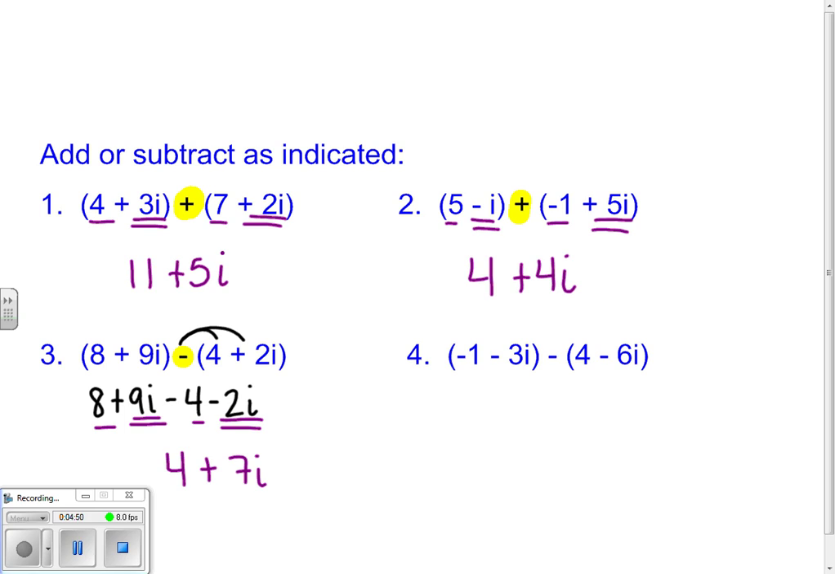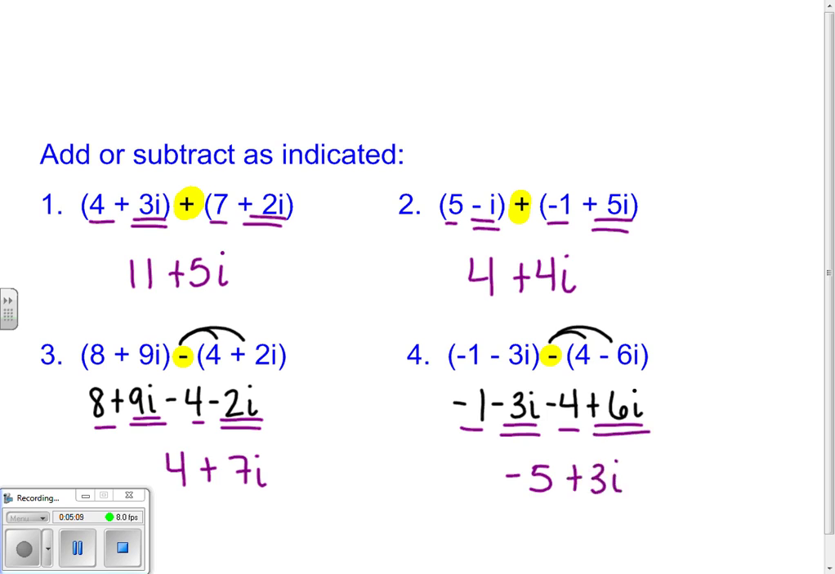So anytime you see that subtraction in there, just take a second to distribute the negative. I have -1 minus 3i minus 4 plus 6i. The real parts are -1 minus 4, which is -5. And the imaginary parts are -3i plus 6i, which is a positive 3i.